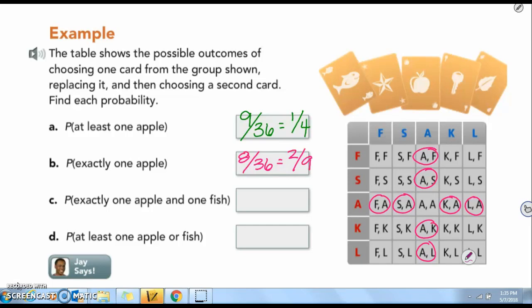For letter C, find the probability of exactly one apple and one fish. So we're looking for one apple and one fish. As you can see, the probability is 2 out of 36, which simplifies to 1/18.